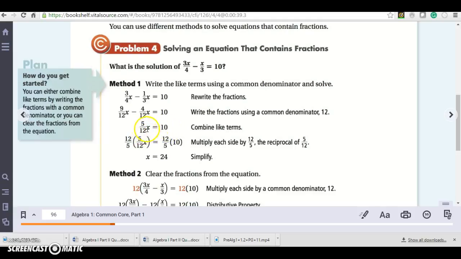And so now, in order to solve for x, I will multiply by the reciprocal, or divide by 5 over 12, which is multiplying by the reciprocal. And that gives me 12 over 5 times 10, and that gives me 24.